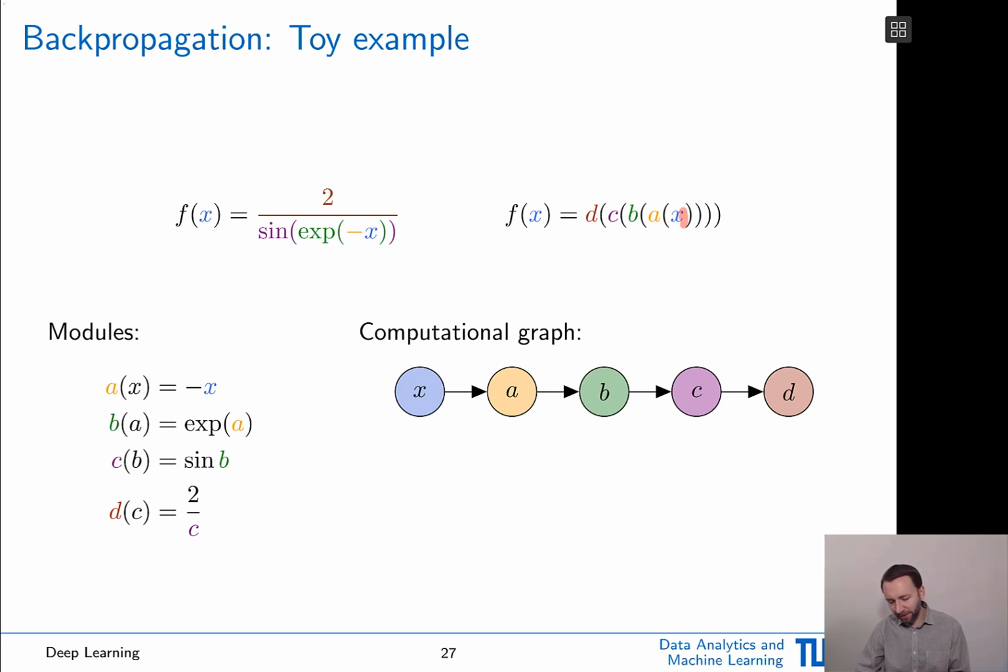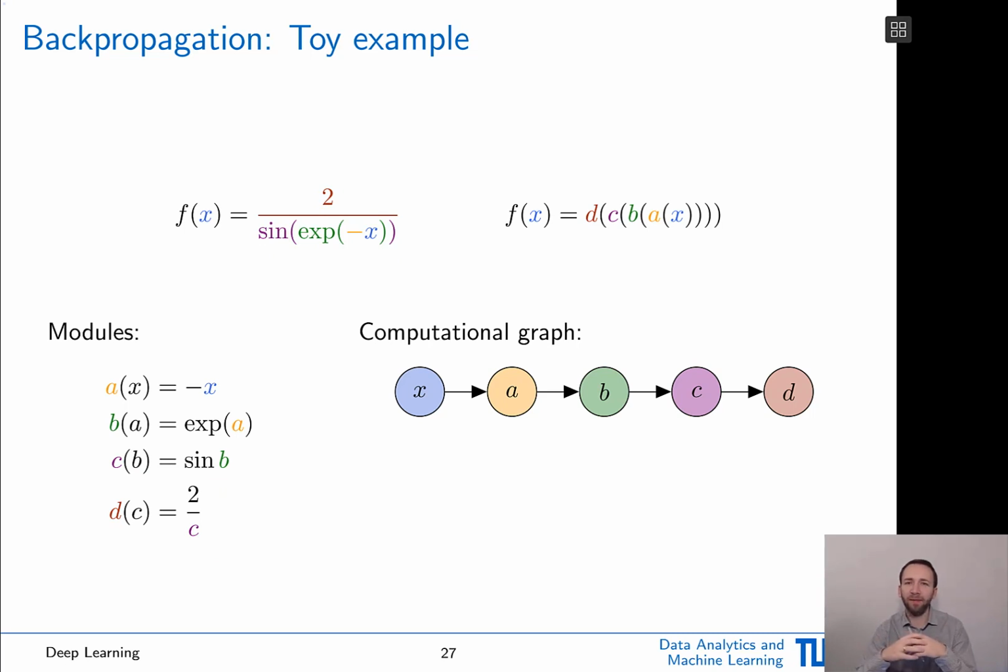We start with our input x, we apply some function a of x. What is a of x? Here a of x is minus x, as you see it here. Then we apply the next function, b, right? We apply b to the output of the previous function, right? So b of a, so to say, right? So this is our a, this is the output of the previous layer. We feed it into the next layer. We apply b, which is here, for example, exp of it, right? Then we apply the function c, which is here, for example, applying the sine, right? So sine of b, and so on and so forth. And the last layer, so to say, is this operation 2 divided by whatever was the output here, okay?